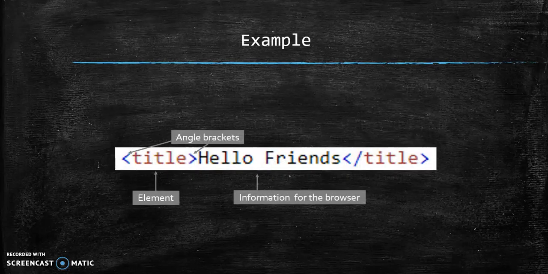In this example, we can see there is an opening tag, which is the title tag, and we have the closing one, and we know it's a closing tag because it has a / in it. We also can see that there is some information that we want to send to the browser. In this case, it says hello friends.